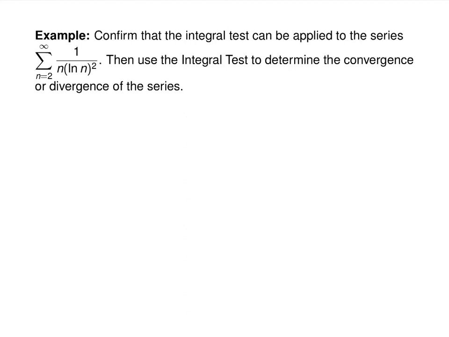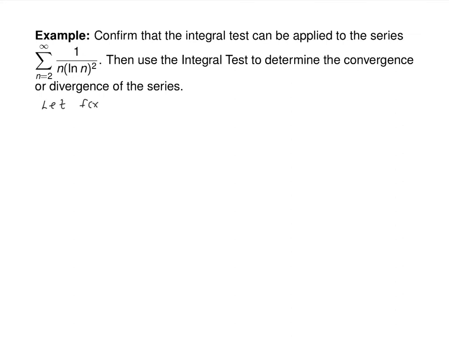All right, let's confirm the test can be applied to this one. Now notice that on this one you get a little bit of a break. You only have variables in the denominator, and both n and ln of n squared are increasing, which means as n gets large, the denominator gets larger, so the overall function gets smaller. This is one of those cases you can just say that your function is obviously decreasing.